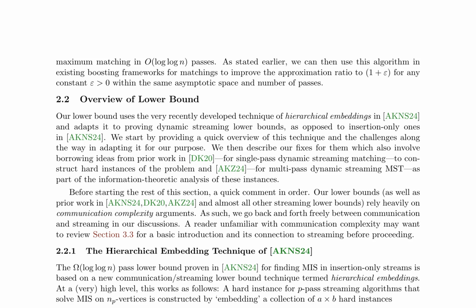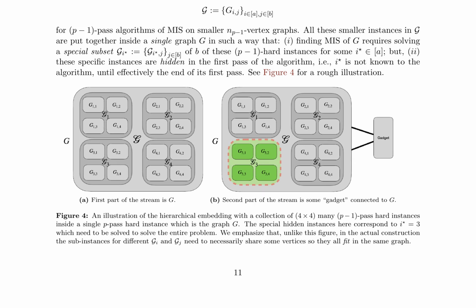find the maximum matching. The authors adapt this technique to prove a dynamic streaming lower bound, addressing challenges that arise in this adaptation. They borrow ideas from prior work to construct hard instances and analyze them using information theoretic tools. The lower bound relies heavily on communication complexity arguments, which are briefly overviewed.